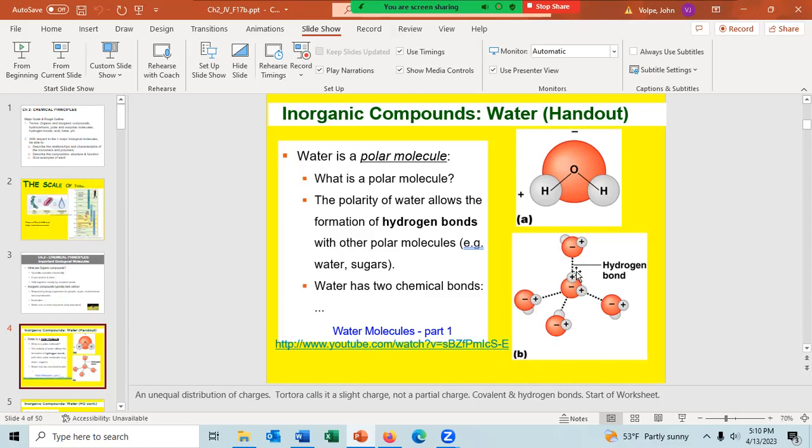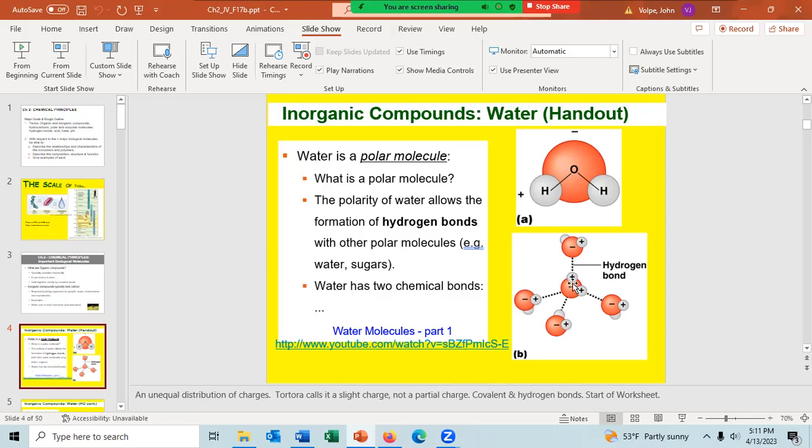Water, because it has a negative end and a positive end, will be attracted to other water molecules because the positive hydrogen will be electrically attracted to the negative oxygen. This creates a hydrogen bond between water molecules.